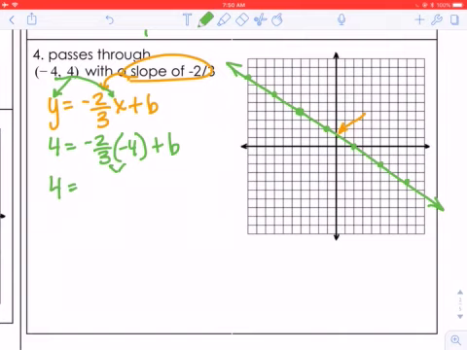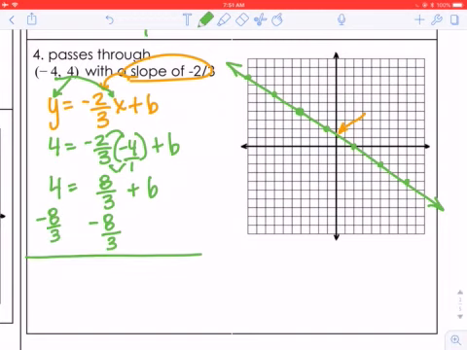So in this case, I'm going to write my 4 equals. I'm going to combine these two. Negative 2 times negative 4 is positive 8 over 3. Remember, this is 4 over 1, so 3 times 1 and 2 times 4 plus b. And here I'm going to subtract 8/3 from both sides. In my yellow calculators, I'm going to type in 4 minus parentheses 8 over 3 parentheses equals b. And I'm going to find out what that number is. It is 1 2/3, I believe.